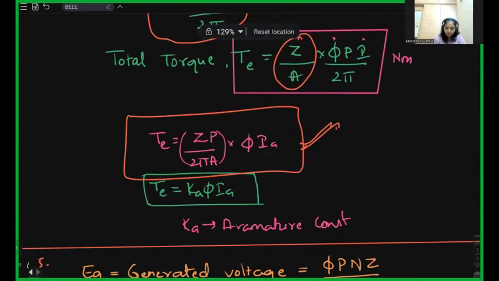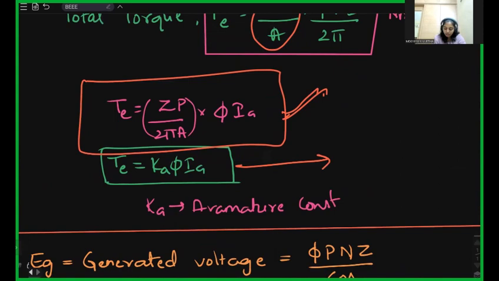So from this, we can say that torque is proportional to phi into Ia. So we can conclude from this equation that torque depends on the current and the flux. This is the conclusion you get from this equation.